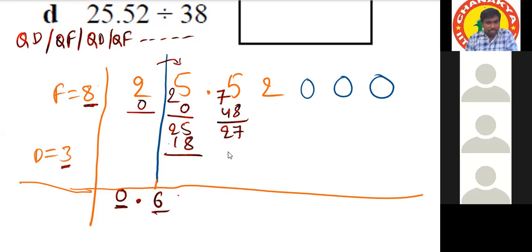7 times is possible. 3 7s are 21 and the remainder is 6. Write it before the next digit. From here onwards, if you want, you can continue. Here the answer is 0.67.